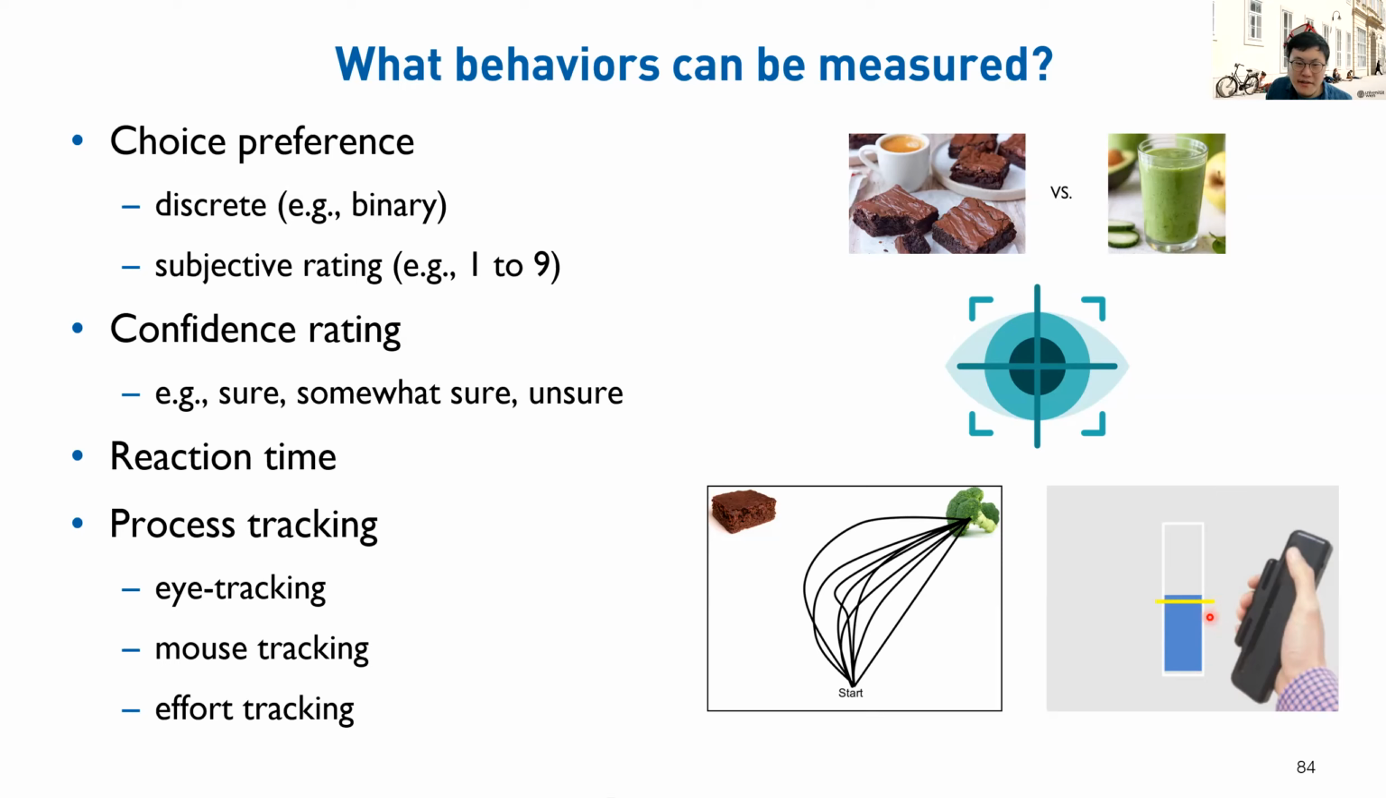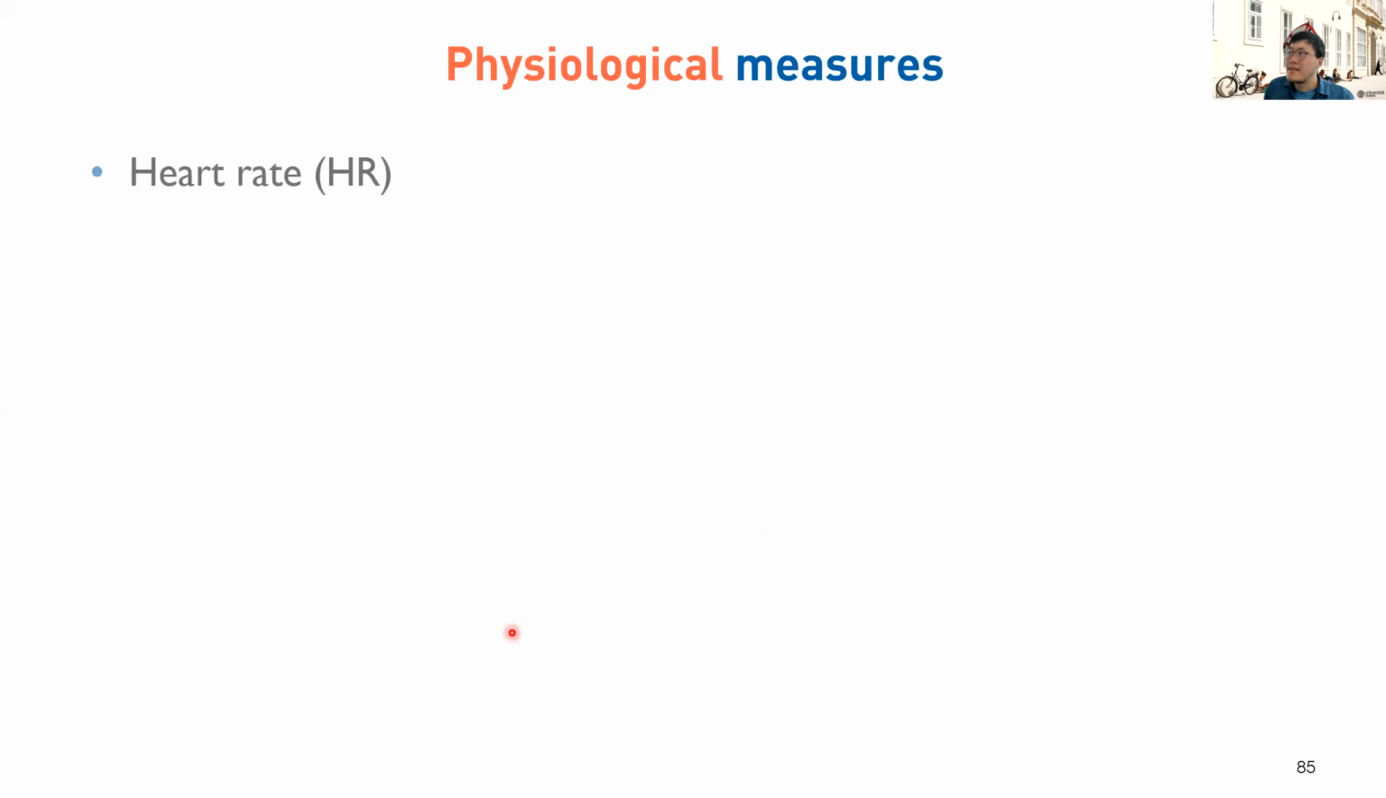And if I am giving you something else, something less interesting, you don't want to put in the effort, and then you don't want it. So here, effort tracking is also an important measurement. And moving next from behavior measurement, what else can we have? We can have physiological measurement.